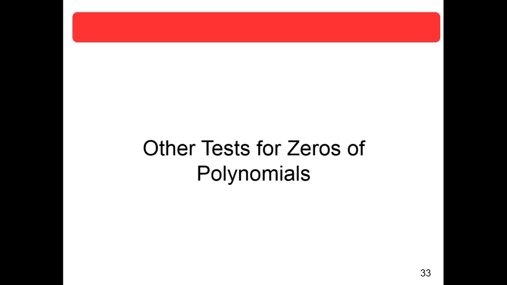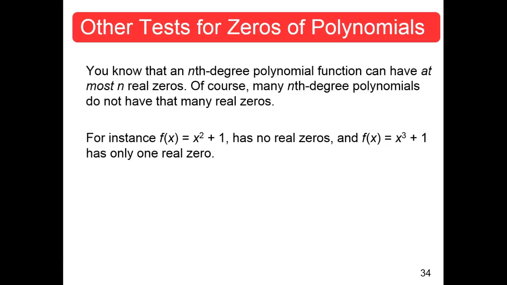The first of these is Descartes' rule. You know that an nth degree polynomial function can have at most how many zeros? Nth degree polynomial function?